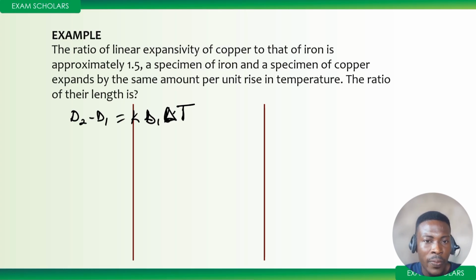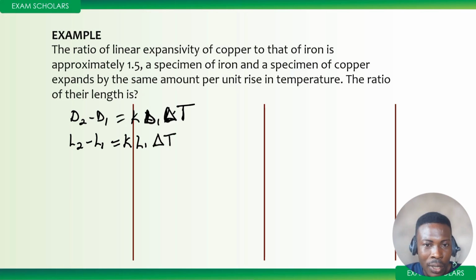Now let's establish this fact here. You see that the value of the length, if you make d1 subject of the formula here, it will be inversely proportional to the coefficient of expansivity. If you change all this to L, so L2 minus L1 is equal to K L1 change in temperature. Now try to make L1 subject of the formula here. L1 is equal to the change in the length, L2 minus L1, divided by K, divided by change in temperature.